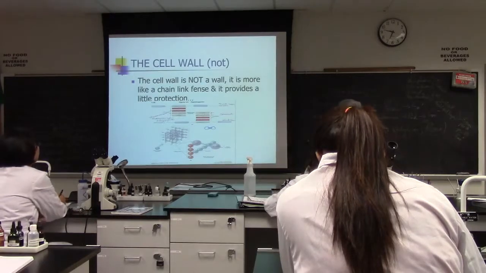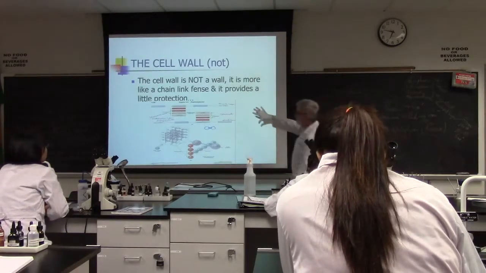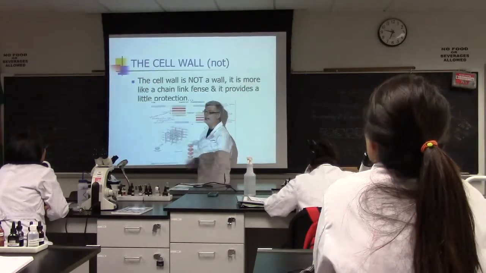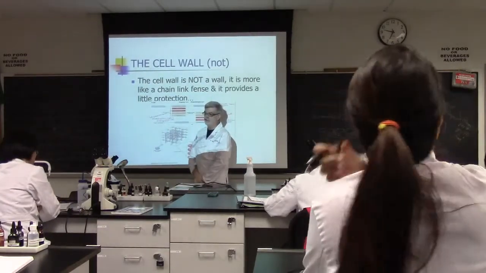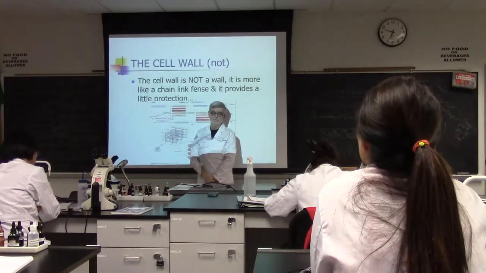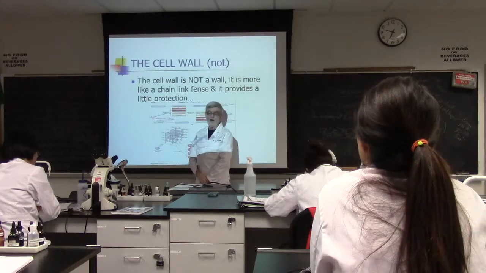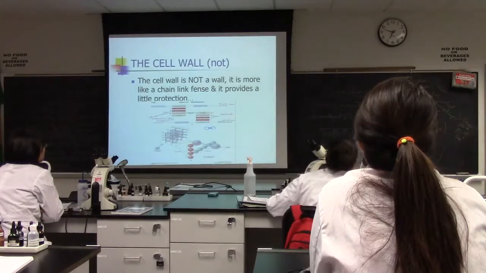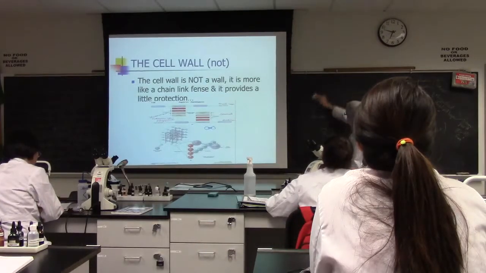Okay, so you have this chain link fence, and gram-negatives only have 2 layers of peptidoglycan. Gram-positives have 100. So that's why the gram stain works. So we're now going to look at the theory behind the gram stain.